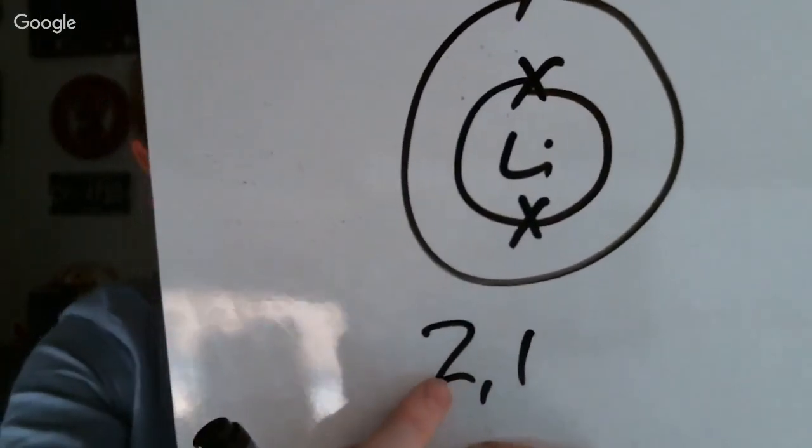So what we have here is 2 numbers, and the number of numbers tells us the period. So it's in period 2. The last number, that 1, tells us it's in group 1. And if we add the 2 and the 1 together, we have 3, and that tells us the atomic number. So there are 3 things that we can work out just by looking at the electronic structure.